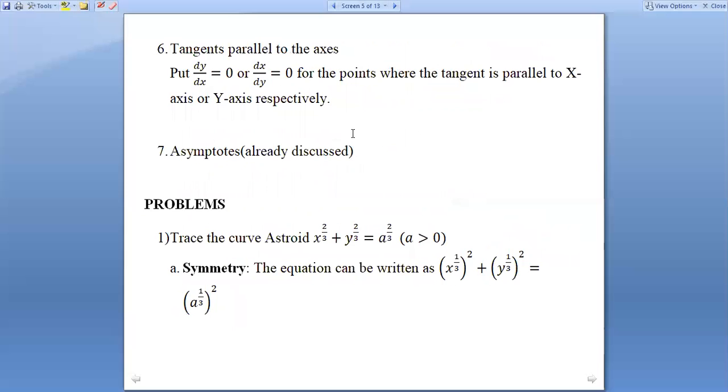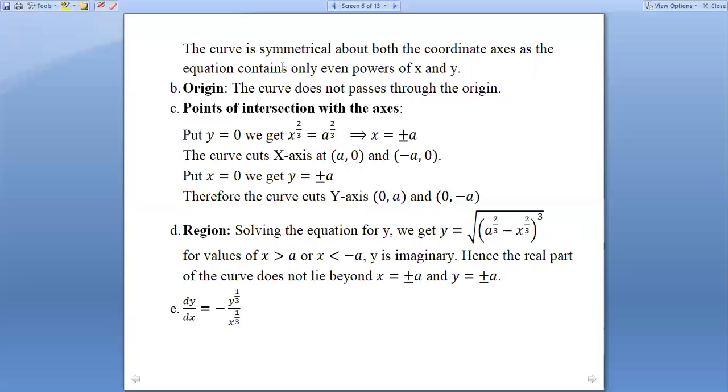Now this has a constant term. So since it has a constant term, the curve does not pass through the origin. Now to find points of intersection with the axes, the third one, we need to put y is equal to 0. So when you put y is equal to 0, you get x to the power 2 by 3 is equal to a power 2 by 3. Now you cube on both the sides, so you get x square is equal to a square. So this implies x is equal to plus or minus a. So the curve cuts x-axis at 2 points, a comma 0 and minus a comma 0.